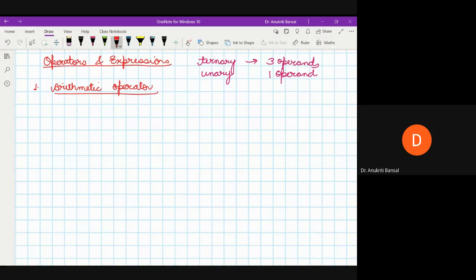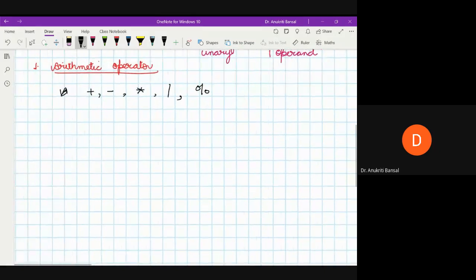So in C, we have five arithmetic operators. We have addition, subtraction, multiplication, division, and modulus operator. We don't have any separate floor division here. We don't have an exponentiation operator in case of C. So these are the five operators which we have. Now, any question?